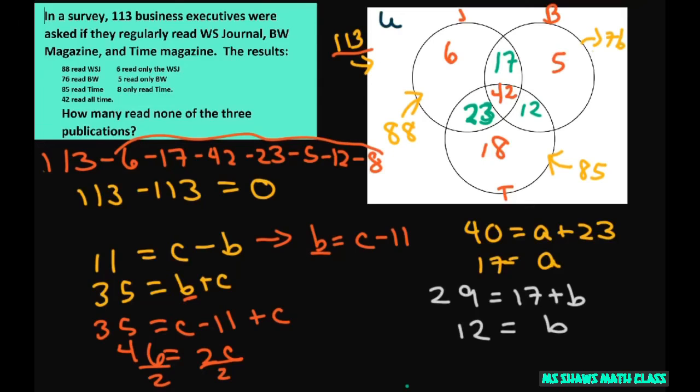So how many read none of the 3 publications? That would be 0. They all read at least one publication.